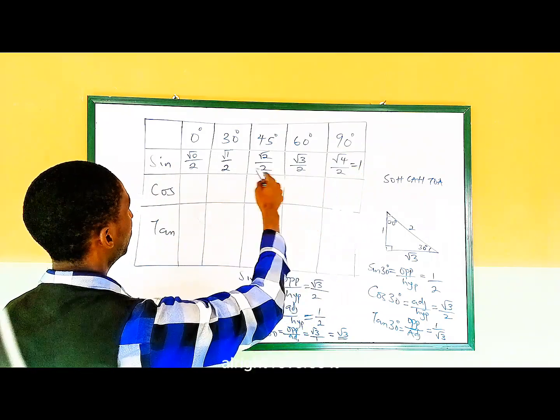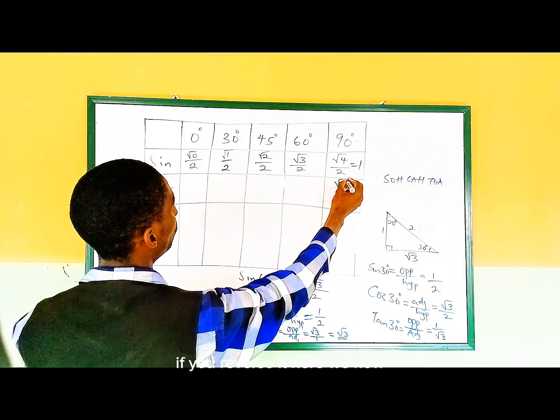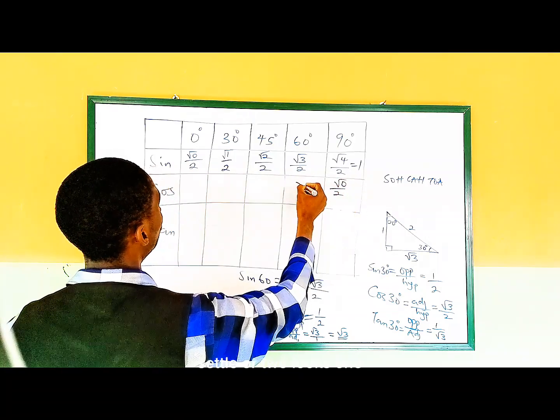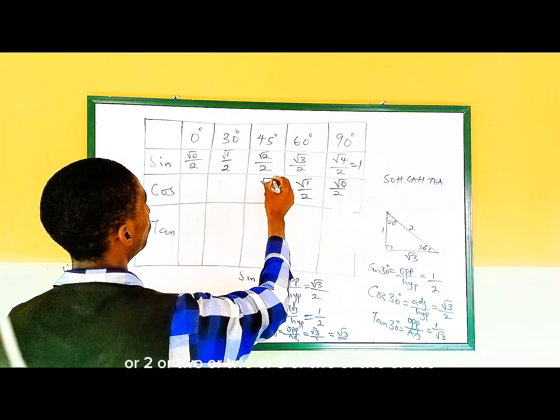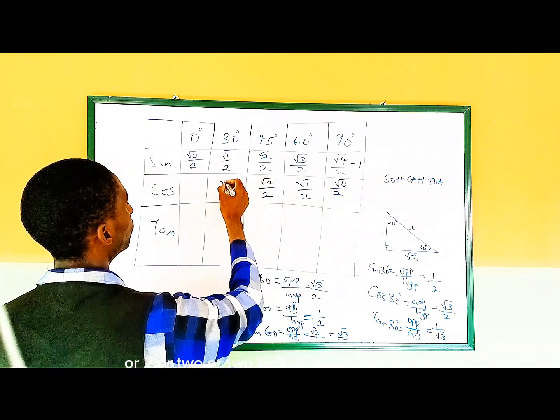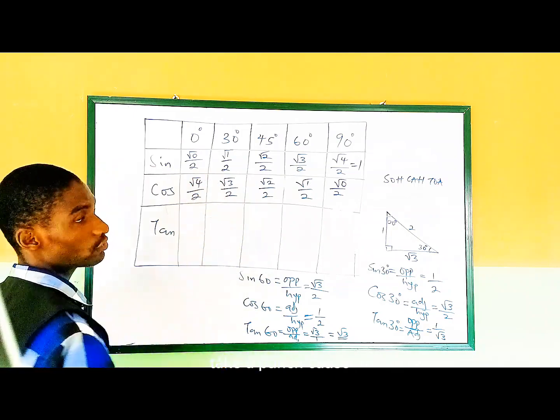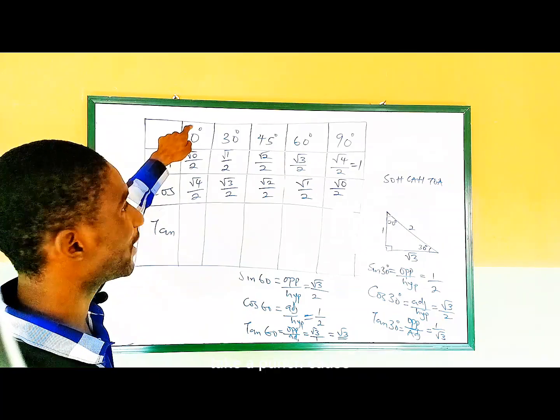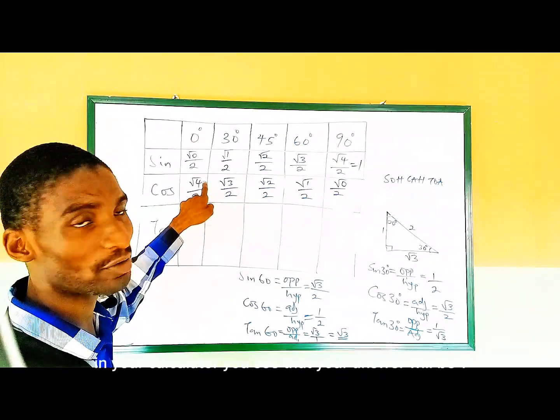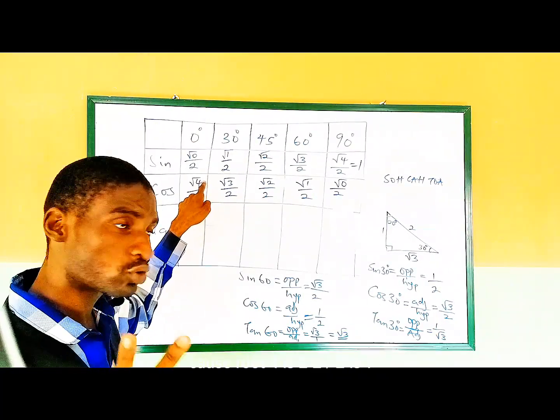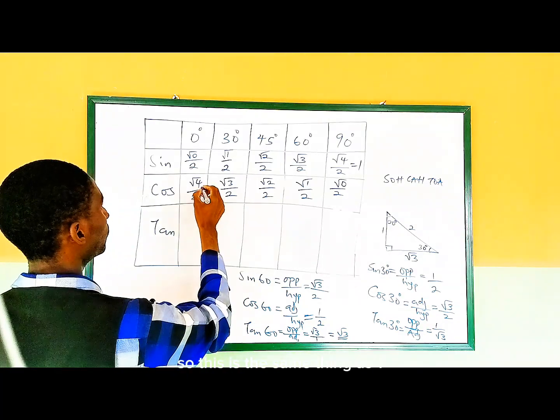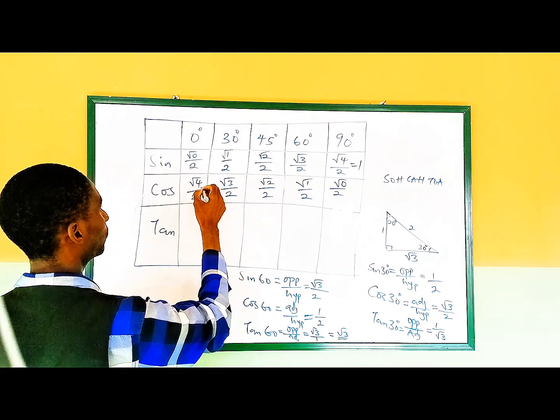Alright, reverse it. If you reverse it, here we now have root 0 over 2, root 1 over 2, root 2 over 2, root 3 over 2, root 4 over 2. So if you punch cos 0 in your calculator, you see that your answer will be 1, because root 4 is 2. 2 divided by 2 is 1. So this is the same thing as 1.